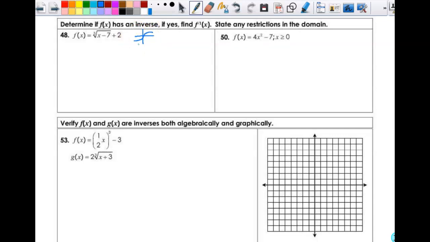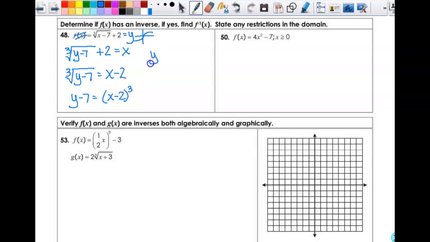So now I'm going to find the inverse. I'm going to replace this with y. I'm going to switch x and y. So I get the cube root of (y minus 7) plus 2 equals x. So I'm going to subtract 2, so the cube root of (y minus 7) equals x minus 2. So now I'm going to cube both sides. y minus 7 equals (x minus 2) cubed. So y equals (x minus 2) cubed plus 7. So the inverse, f inverse of x, which I expect you to write with your final step, is (x minus 2) cubed plus 7.